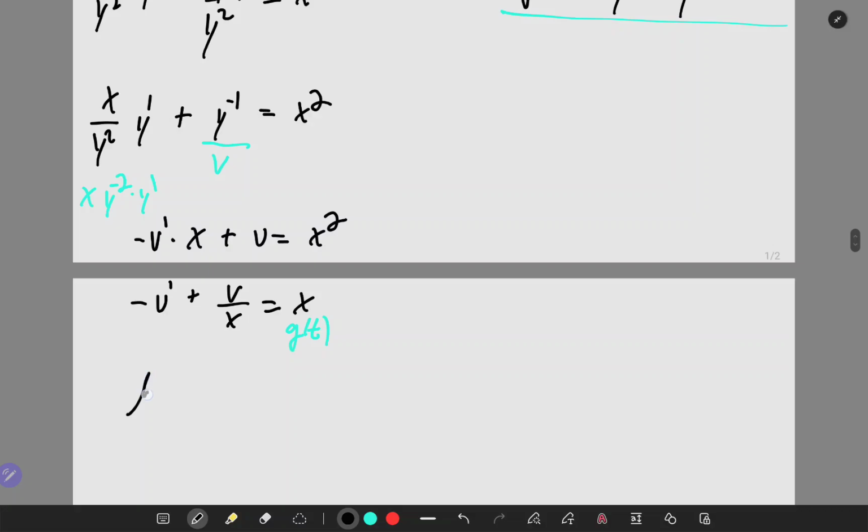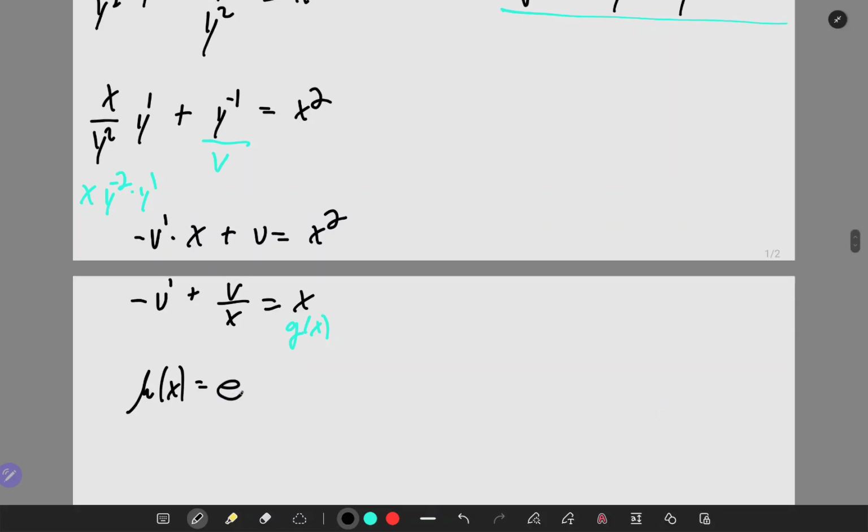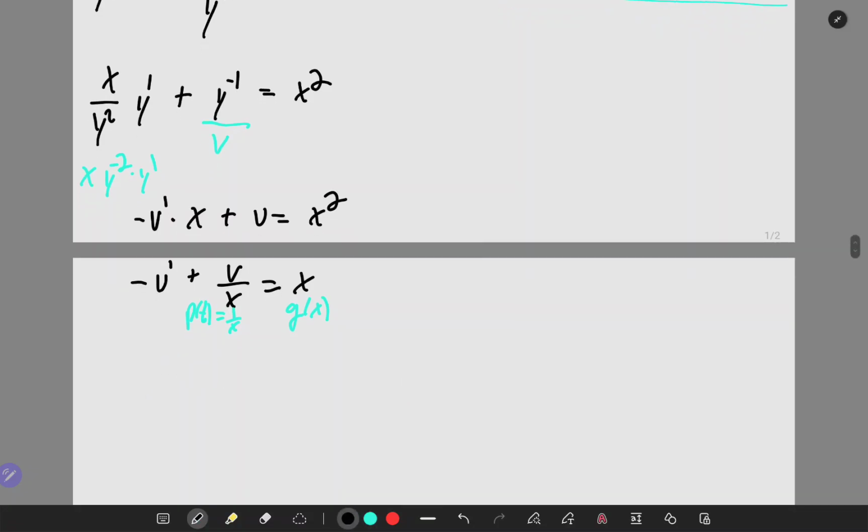So let's see what our mu of x is. Sorry, this is g of x this time. So g of x. Our mu of x would be e to the integral of our p of t, right? Our p of t is equal to 1 over x. So then our mu of x is equal to e to the integral of 1. Oh, wait a minute.